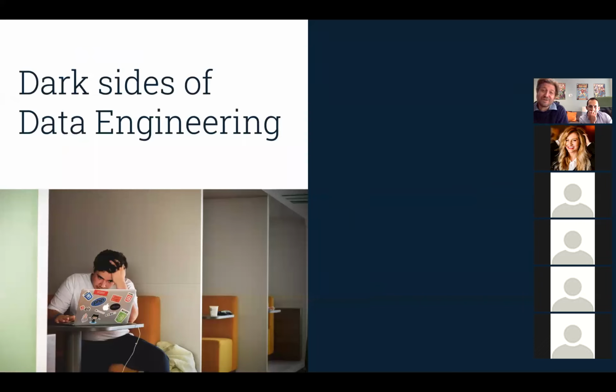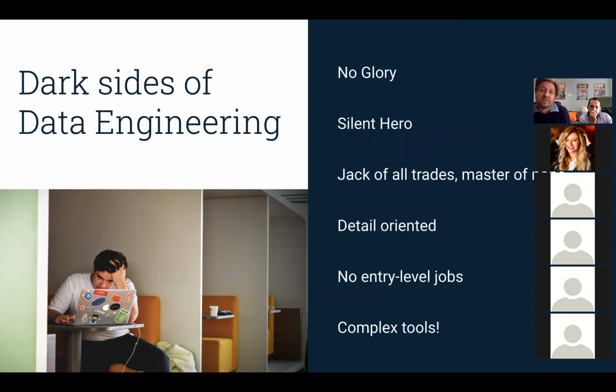So this also gets into the idea of what we call the dark sides of data engineering, because we want to be honest with people that this career is not for everybody. There's a lot of upsides and a lot of rewards. But one of the things that is potentially a drawback is that, as CJ said, you're a behind the scenes hero, a silent hero.